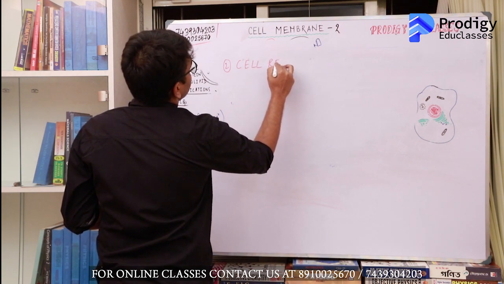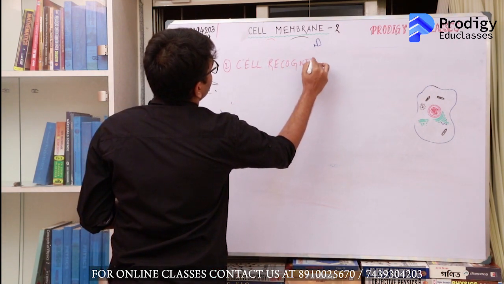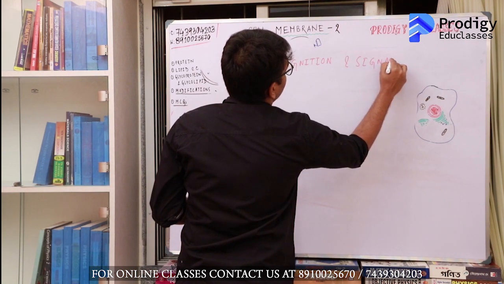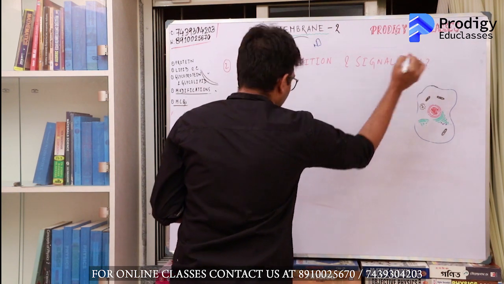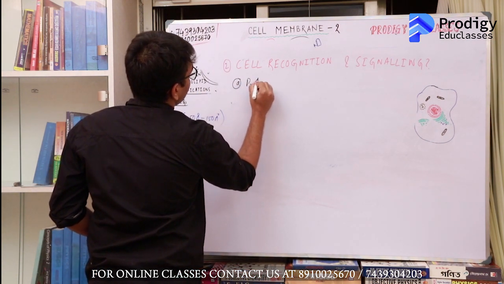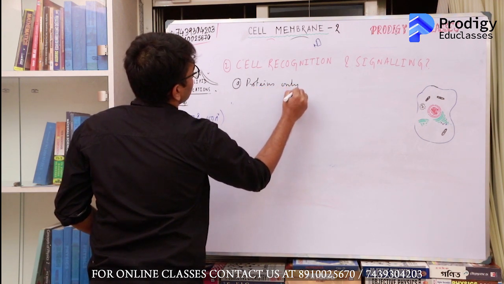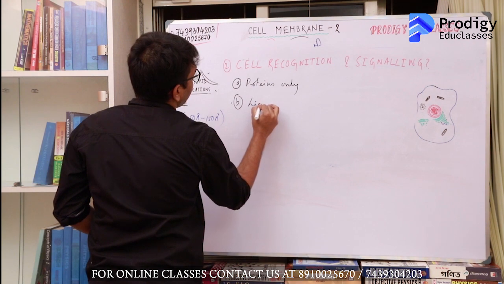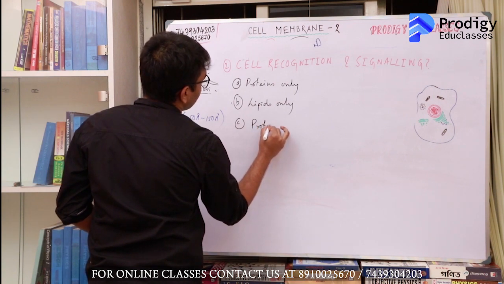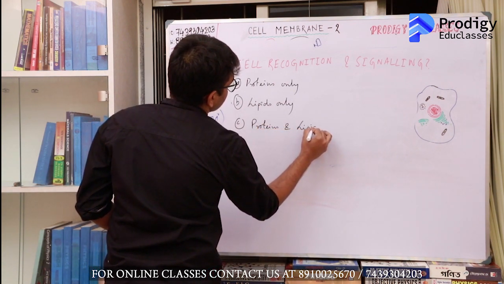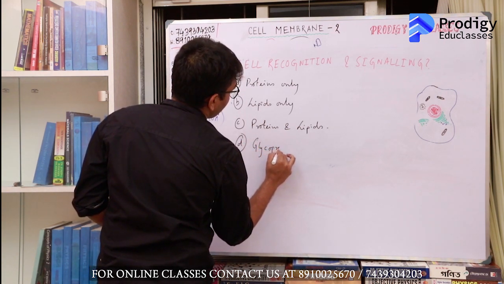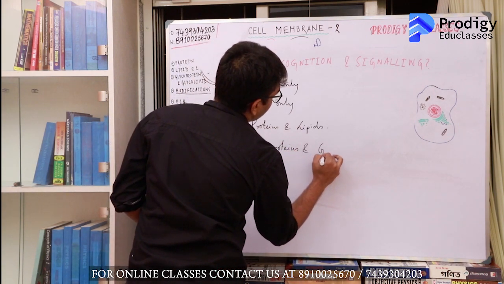Cell recognition and signaling is facilitated by A. Proteins only, B. Lipids only, C. Proteins and lipids, D. Lipoproteins and glycolipids.